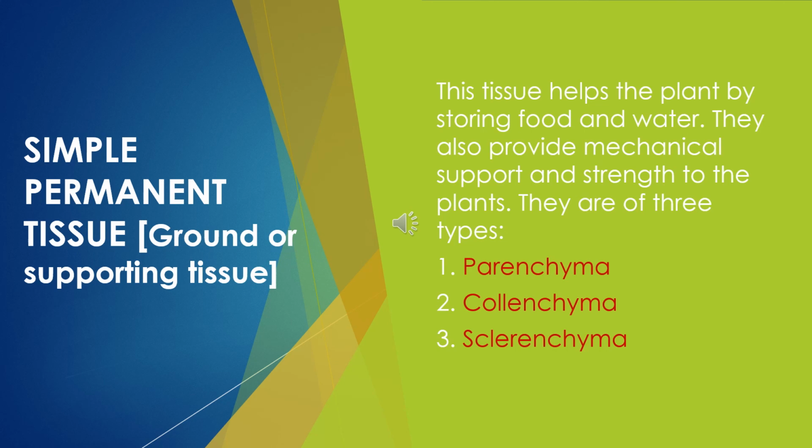Another type of simple permanent tissue is ground or supporting tissue. This tissue helps the plant by storing food and water. They also provide mechanical support and strength to the plants. They are of three types: parenchyma, collenchyma, and sclerenchyma.